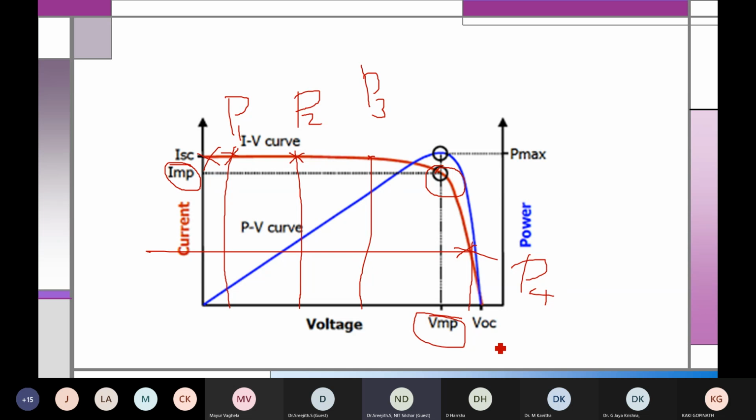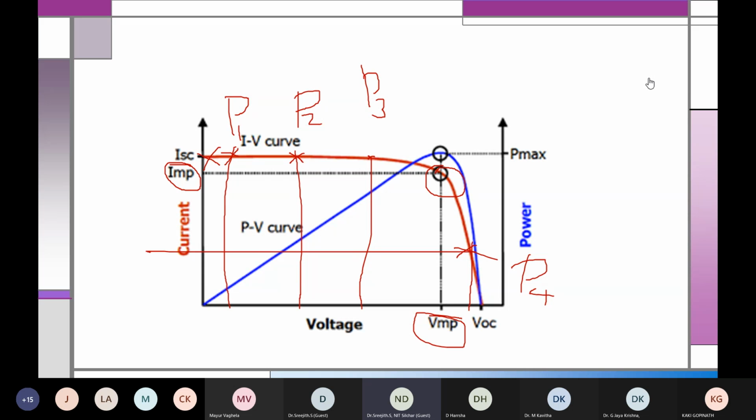So the technique is called maximum power point tracking. The point is called the maximum power point, and the technique used to track it is called the maximum power point tracking technique, MPPT. And there are a lot of algorithms for that.